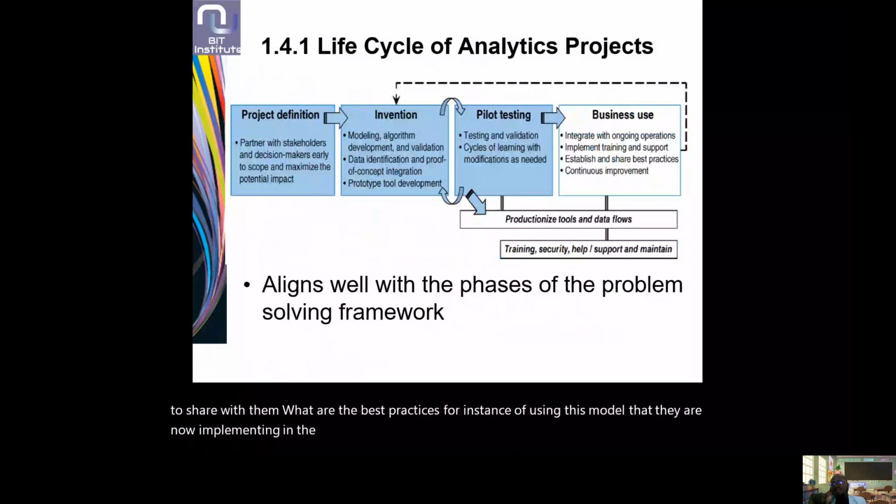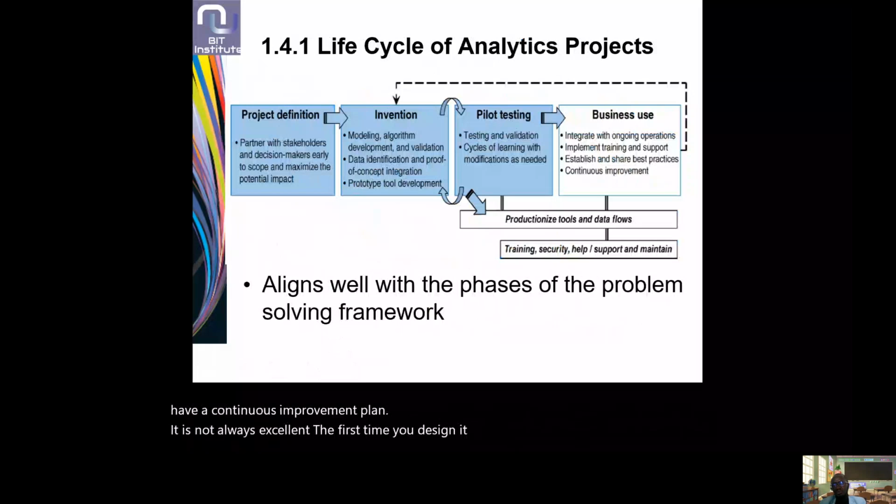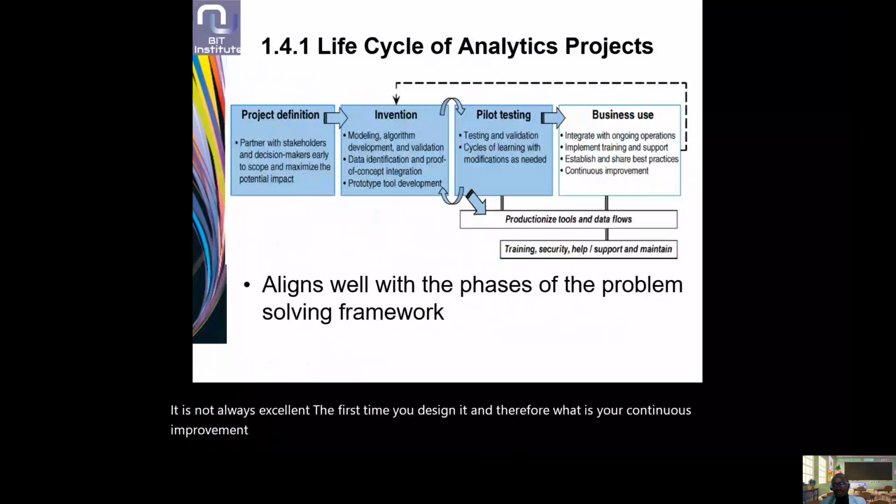And lastly, every modeling project must have a continuous improvement plan. It is not always excellent the first time you design it. And therefore, what is your continuous improvement strategy as you implement the model in the organization? All these are aspects of the business use aspect of modeling.